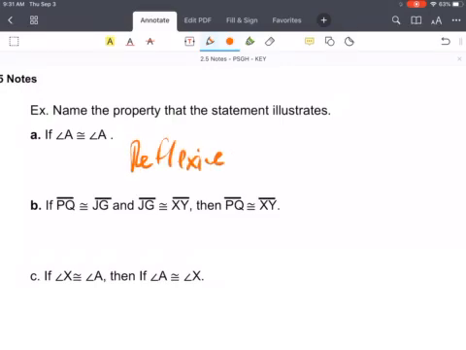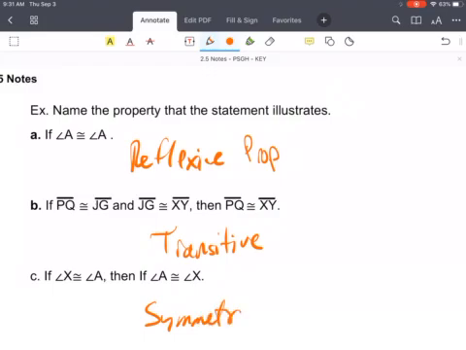We would have the reflexive property, the transitive property, and the symmetric property. These are properties that we are going to use in proofs, so you need to understand which property is which.